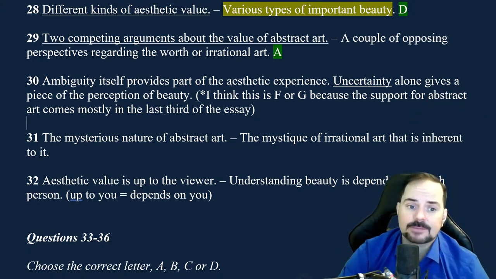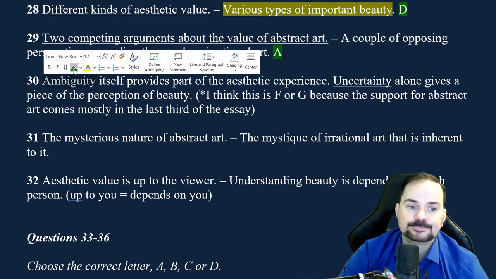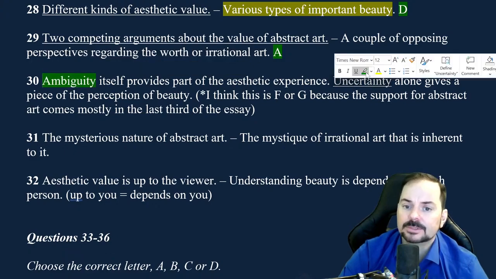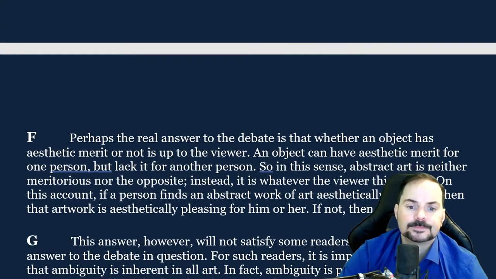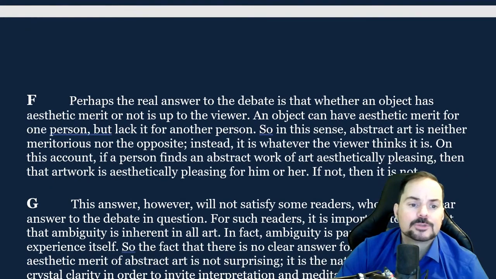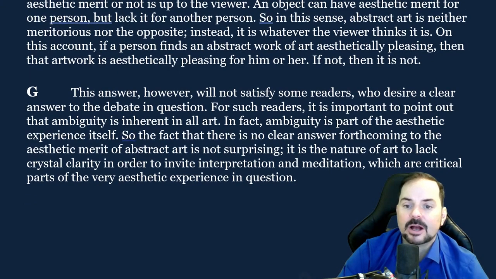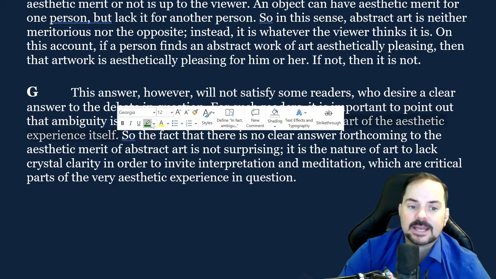So I'm going to check F or G, and I'm going to check for this word ambiguity, and I'm going to check for the word uncertainty or not knowing. Okay. All right, so perhaps the real answer to the debate is that whether an object has aesthetic merit or not is up to the viewer. May have it for one person, not the other person. Okay, not really that one. G, the answer, however, who desires a clear answer for such readers, it is important to point out that ambiguity is inherent in all art. In fact, ambiguity is part of the aesthetic experience itself. There's my answer right there.